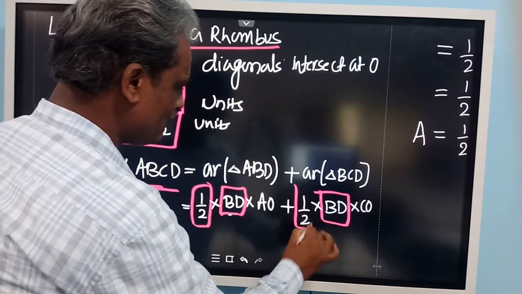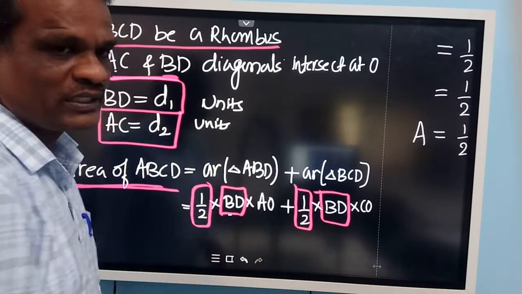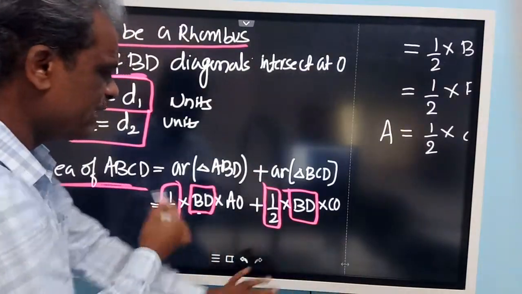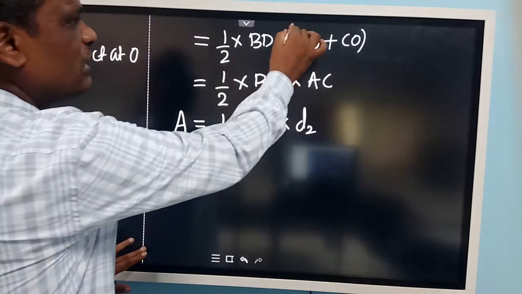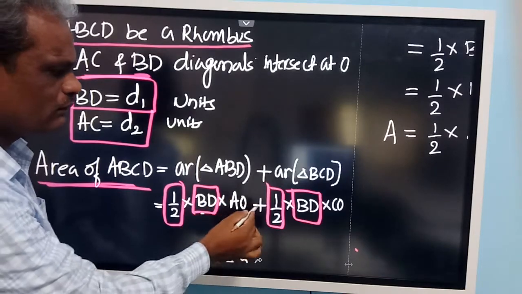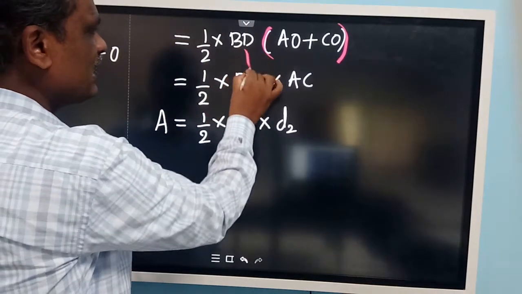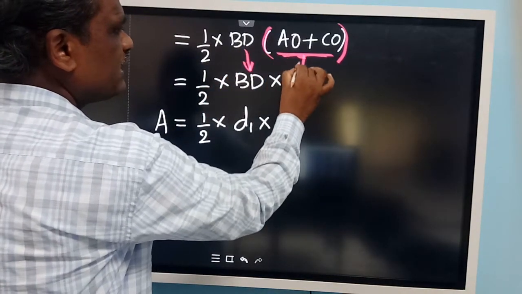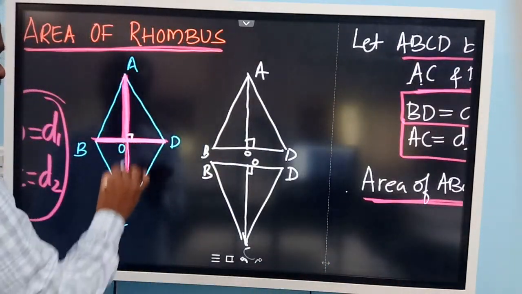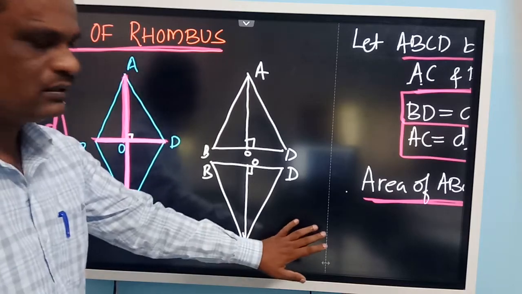Isn't it? And another thing is there: half is also common. In this group, half is common. Again, BD is also common in both the groups, I can take it common. So I will take half BD outside. Half BD I will take outside. What will remain inside here? First one AO plus CO. So that I have written, AO plus CO. So half into BD I have written as it is. Look at this, AO plus CO. We can write it as AC. Why? AO plus CO is nothing but AC.